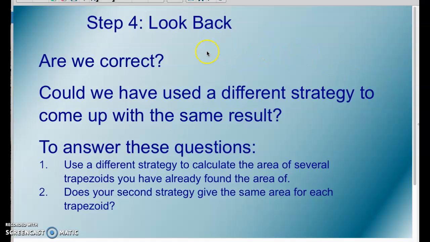So anyways, we are looking back at our work to say, are we correct with our findings? Was our method a good one? Did we actually find the area of these trapezoids? Or do we need to take a second look at our process? And so what we're going to do is ask ourselves, could we have used a different strategy to come up with the same result? So could we have used a different breaking down of our trapezoid in order to calculate those areas?